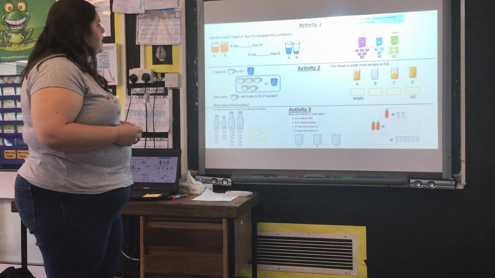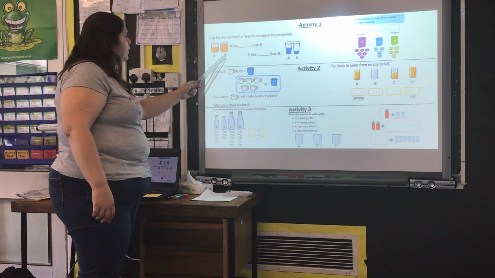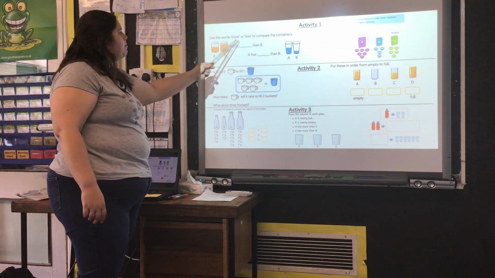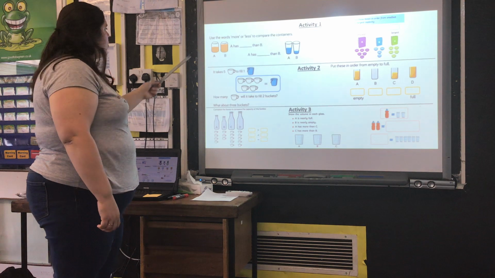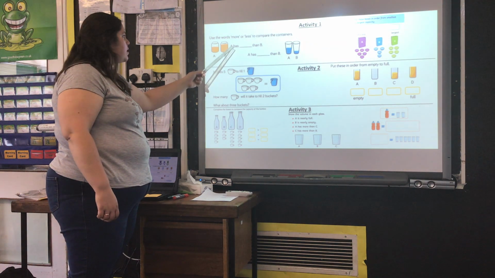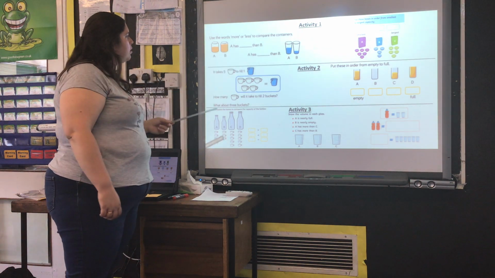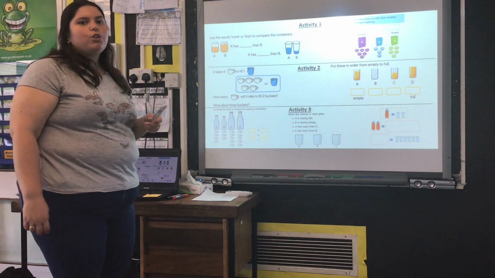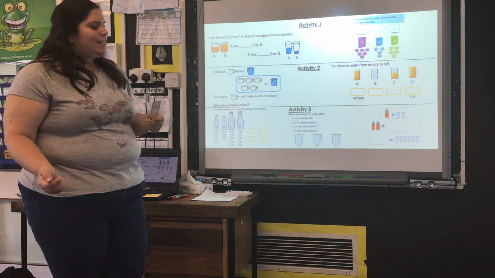So if we have a look at activity 1, we've got glass A and glass B. We're using the words today more and less to compare these containers. So if we have a look at A and we look at B, then we've got to finish our sentence. So A has something, then B. Have a think, what word can you use there? Will it be more or will it be less?